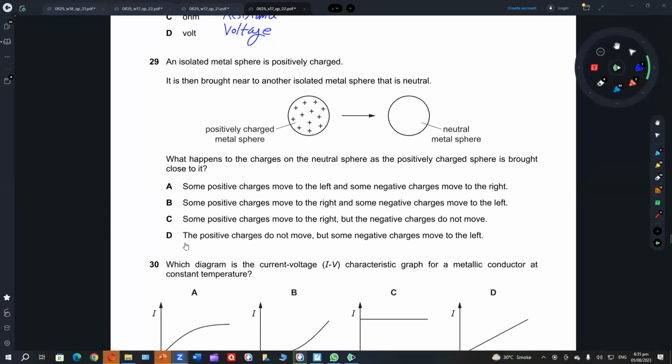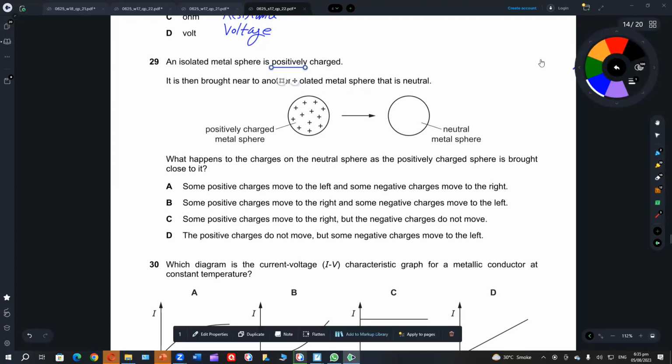Now, I think we should do 29 also. It's looking to be the same. An isolated metal sphere is positively charged. Do you have this question with you? Yes, sir. Again, the question is from the same paper. Let's start this question.